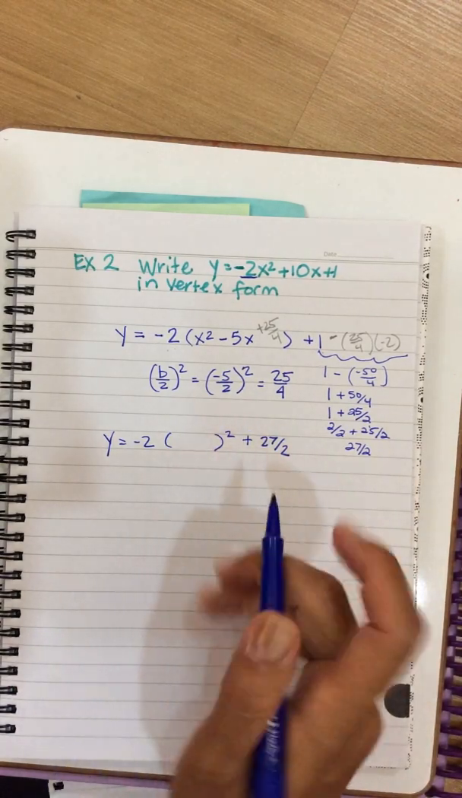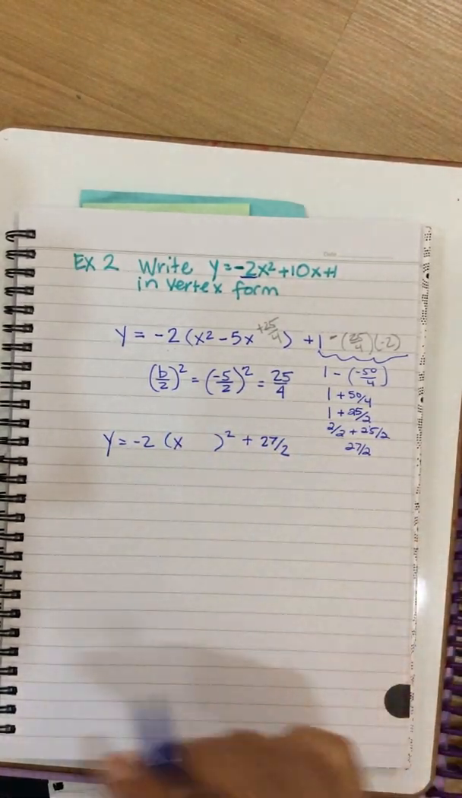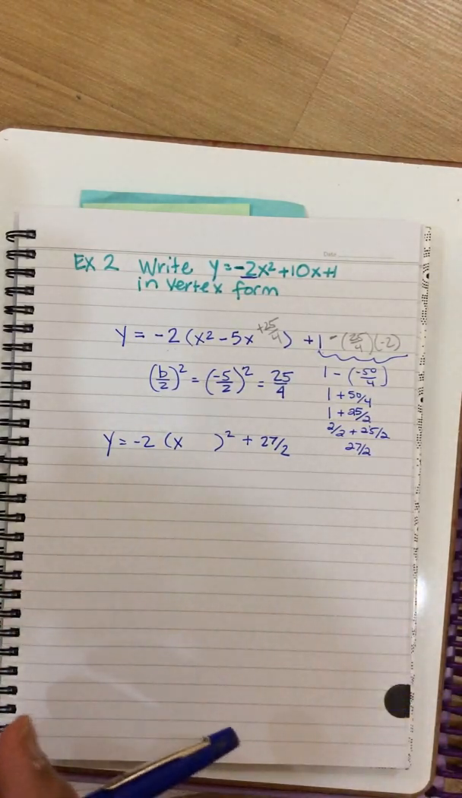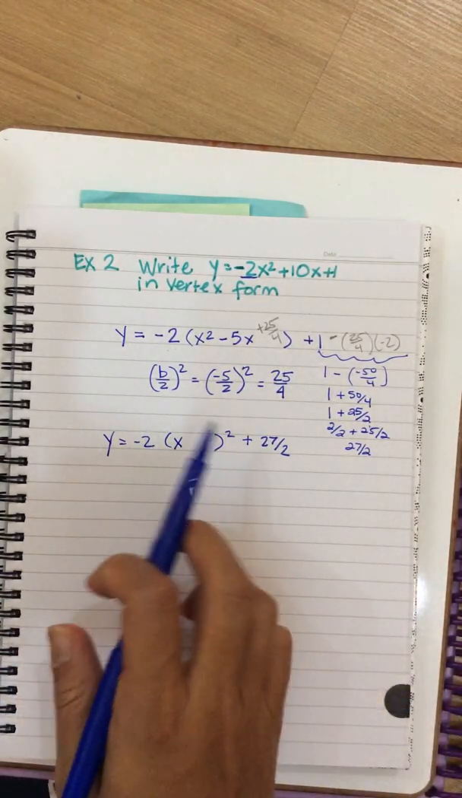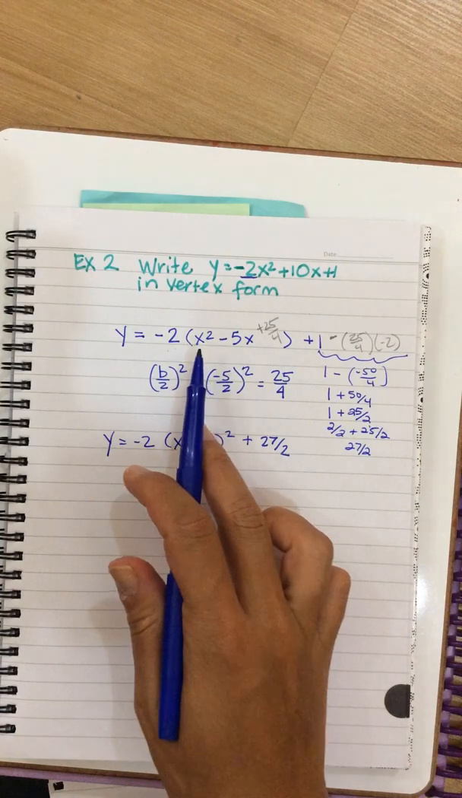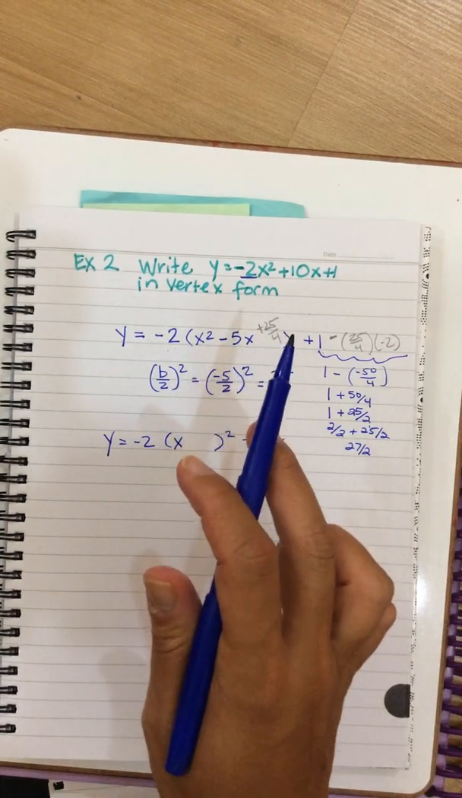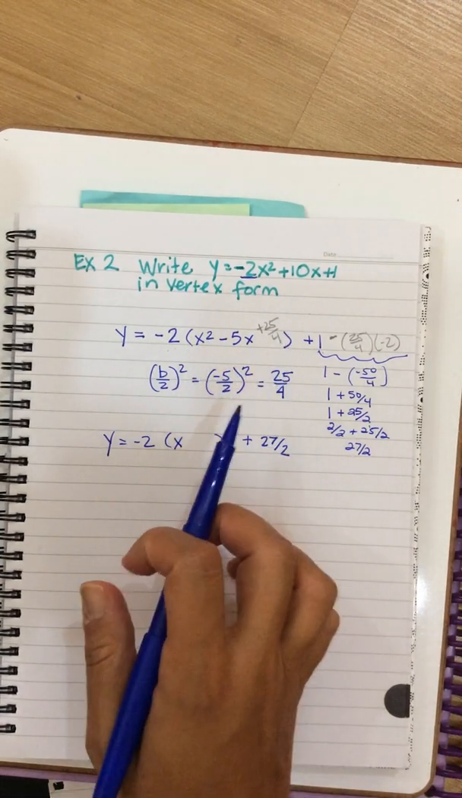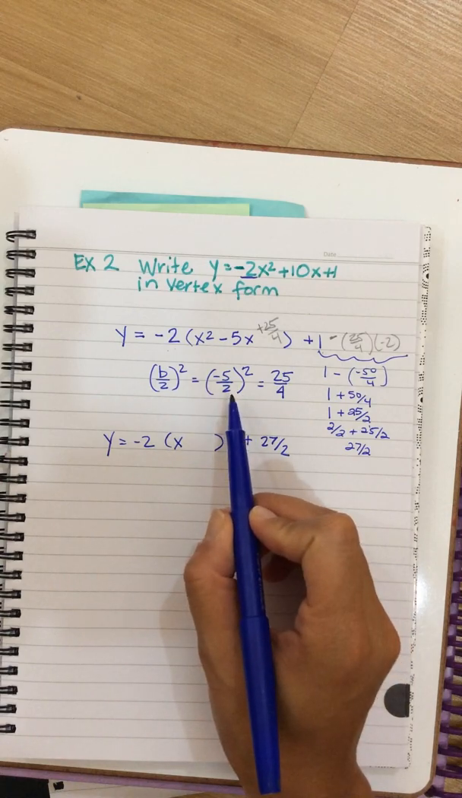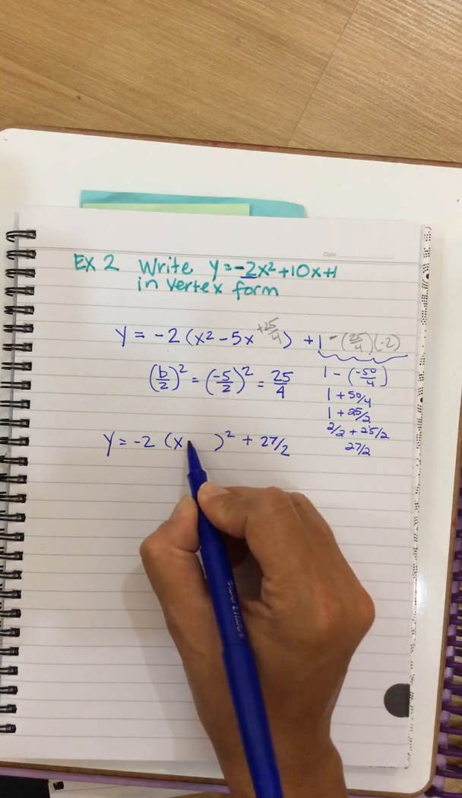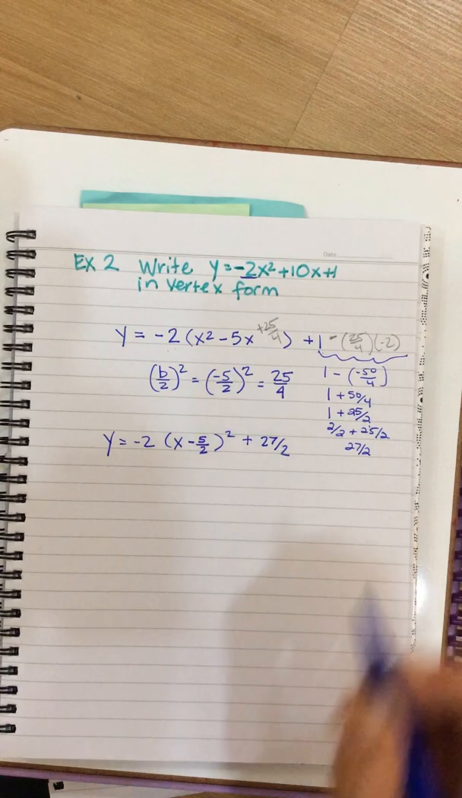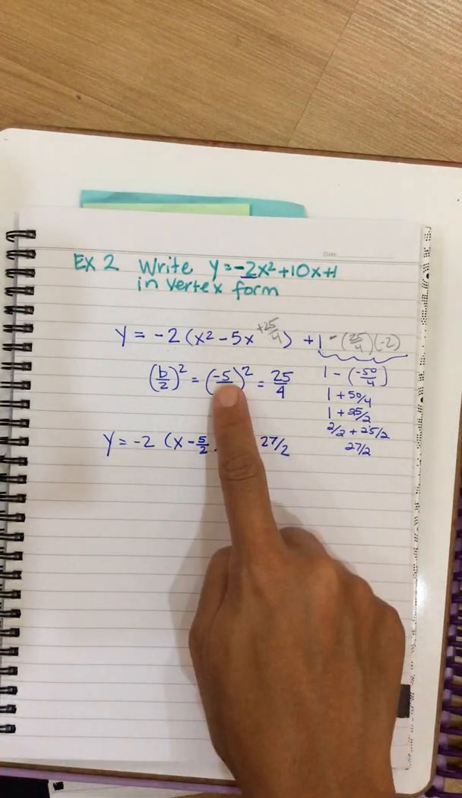Now what goes in here? Well, I know my first term's an x. So it's x plus or minus something squared, and it's a perfect square, meaning when I square it, I'm going to end up with x squared minus 5x plus 25 over 4. So how do I do that? Well, what's going to go in here is minus 5 over 2, because that's what we squared.